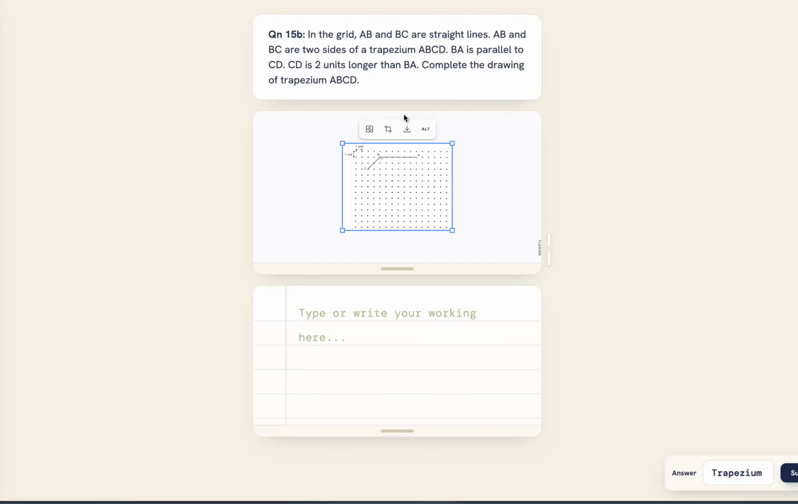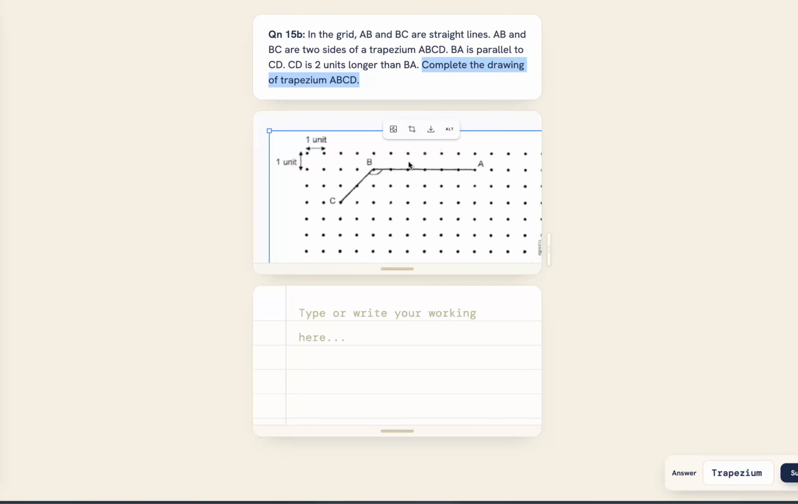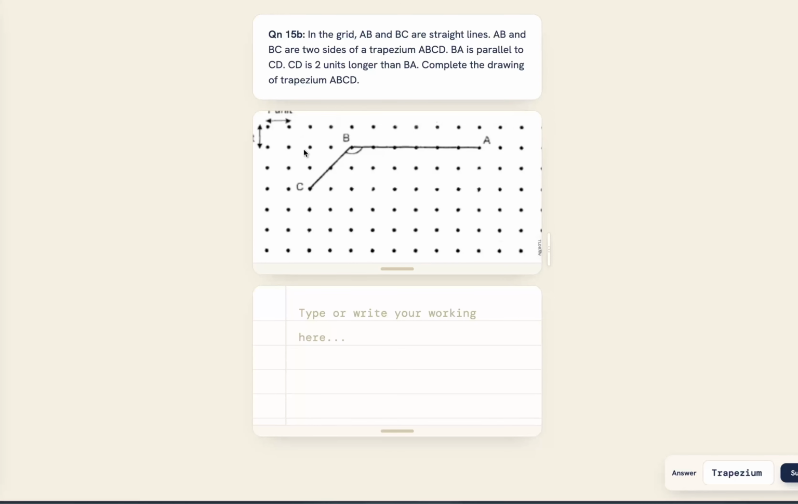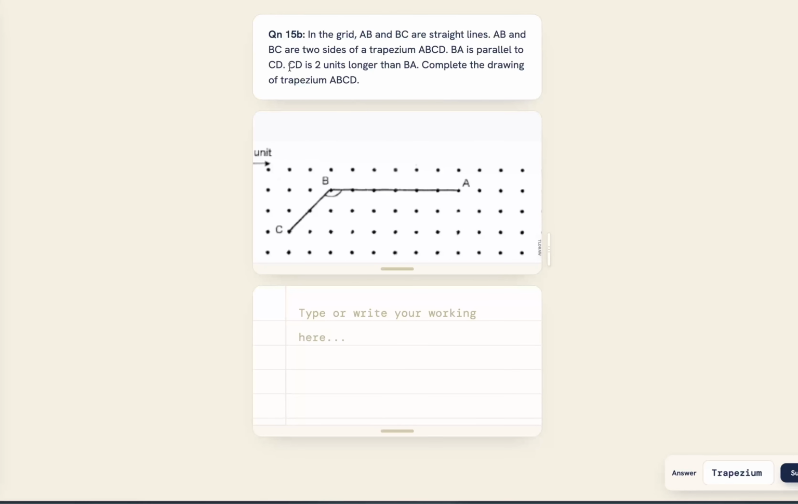So for part B, AB and BC are two sides of the trapezium ABCD. BA is parallel to CD. CD is 2 units longer than BA. Complete the drawing of the trapezium ABCD. So when it says 2 units, from the grid over here, you see this spacing is 1 unit. So when it says CD is 2 units longer than BA, essentially it is 2 units longer than what you see over here for BA, something like this. So the line will just go all the way straight, and that's about it. So that means D is over here.